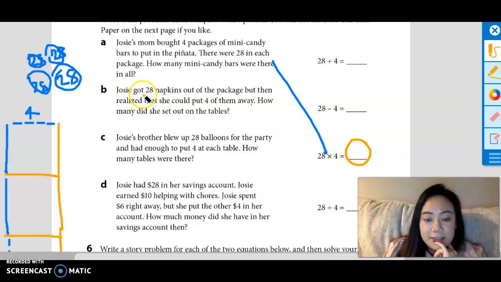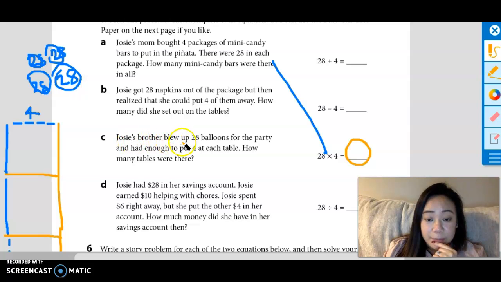B, Josie got 28 napkins out of the package, but then realized that she could put 4 of them away. How many did she settle on the tables? So she started off with 28, and then she put 4 away. Which one matches that? And then find the answer too.